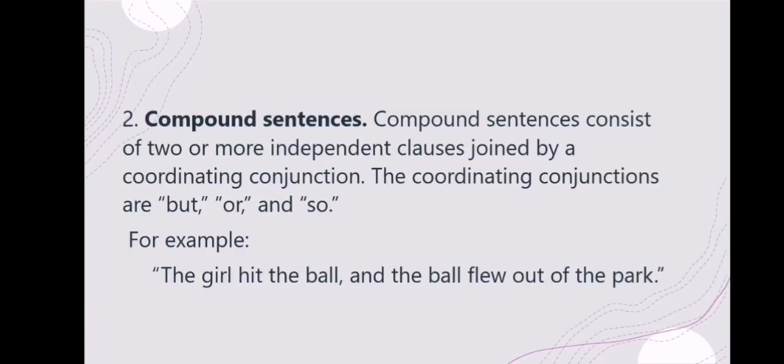The second one, compound sentences. Compound sentences consist of two or more independent clauses joined by a coordinating conjunction. The coordinating conjunctions are but, or, and so. For example, the girl hit the ball and the ball flew out of the park.